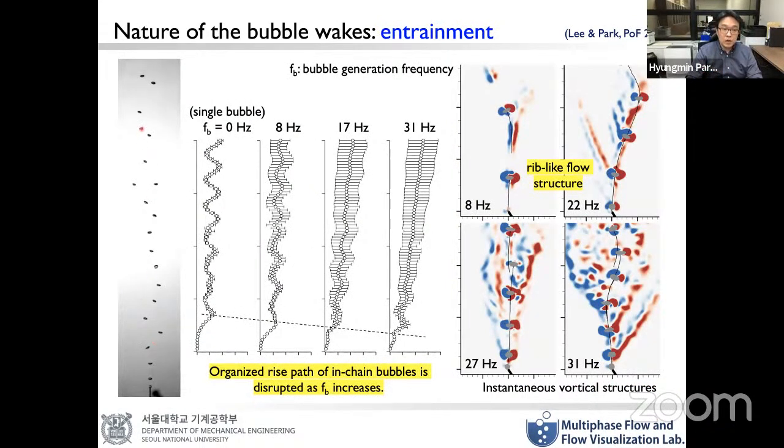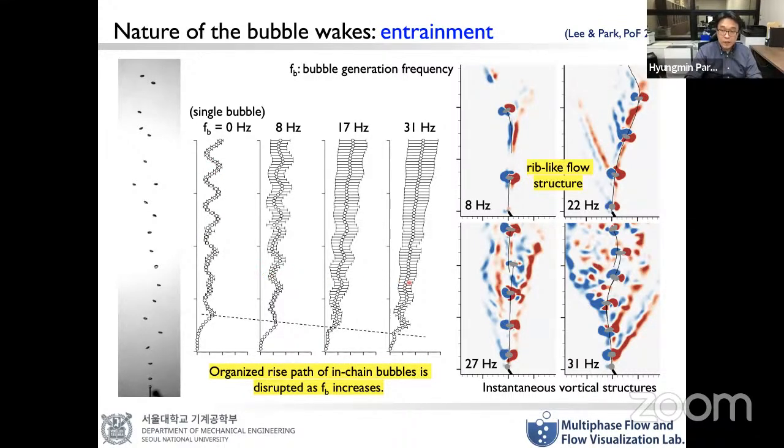As you see in the picture on the left, this is the bubble chain problem. Here we experimentally investigate how the liquid flow is induced by the bubble chain. We are using just a single nozzle, and then we change the bubble generation frequency, shown here as fB. As you see in this graph, starting from the single bubble case, we increase the bubble generation frequency. As you can see, this shows the collected bubble trajectory.